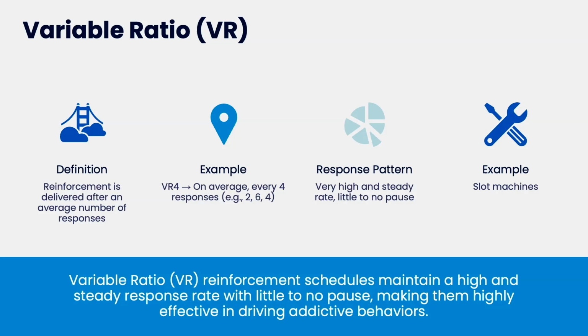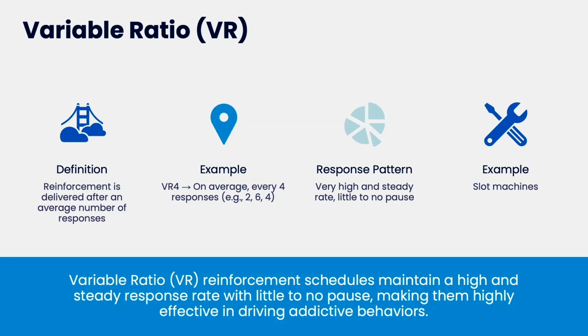And so that would be a VR4. It's not every single fourth response. It's variable, but it's on average every fourth response. What this creates, because they don't actually know when the reinforcement is coming, because it's variable, is a very high and steady rate with little to no pause.